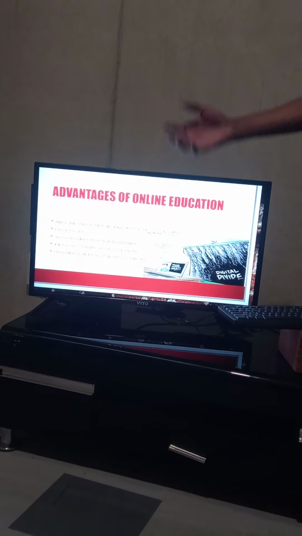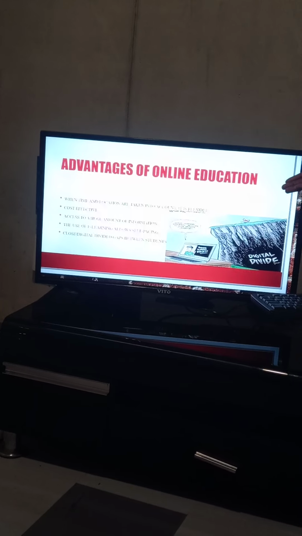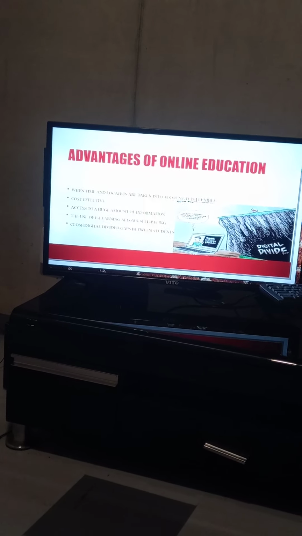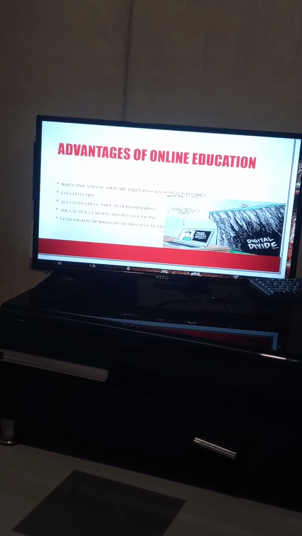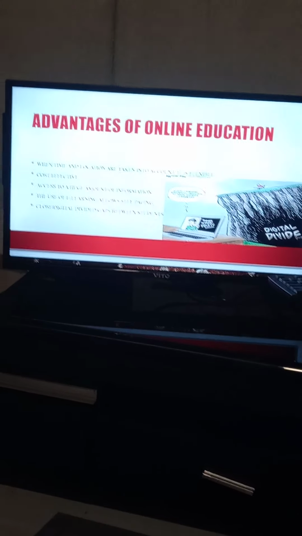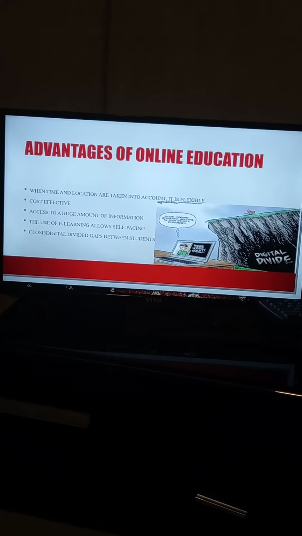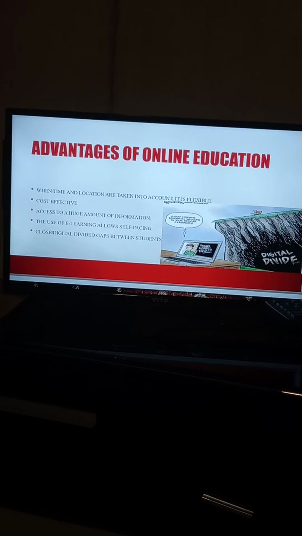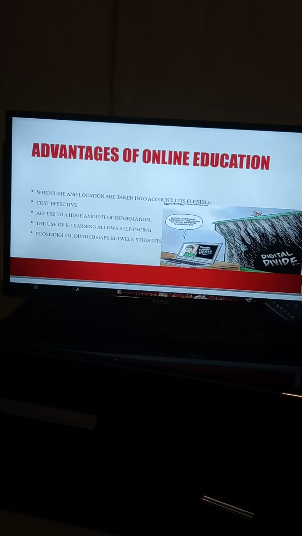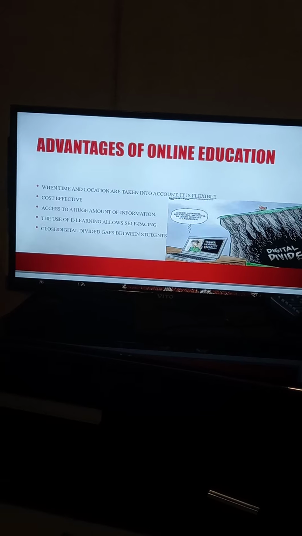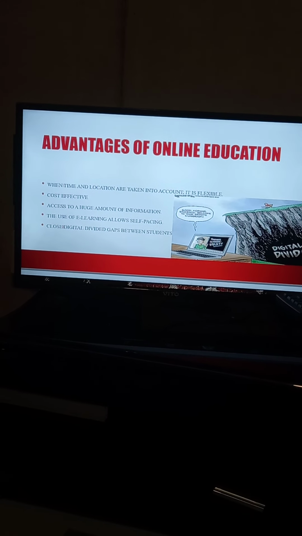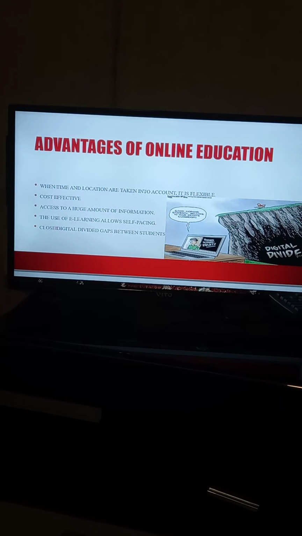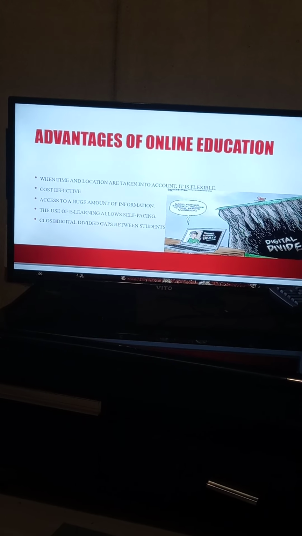So here are the advantages of online education. Why is online education advantageous? When it comes to time and location, it is very flexible. It is very cost effective, which means there will be less traveling and fewer other costs. It gives access to a huge amount of information, so students will be able to access information on various websites. The use of e-learning allows self-pacing. Students will be able to pace themselves while they're at home, in how they study.